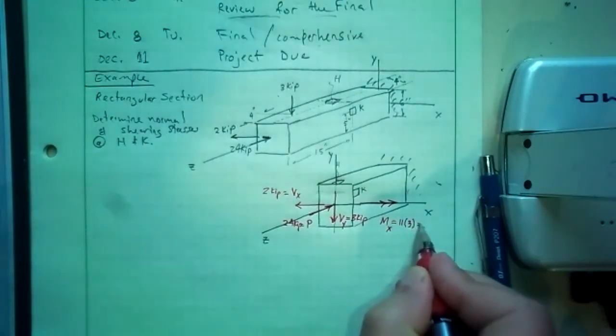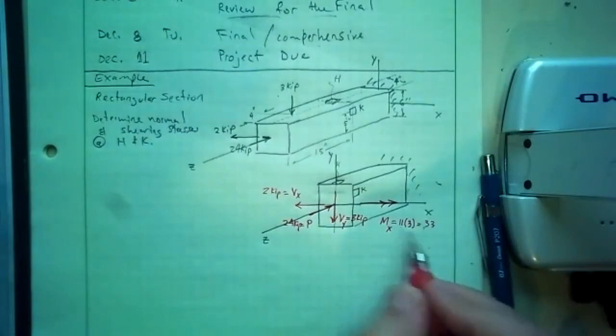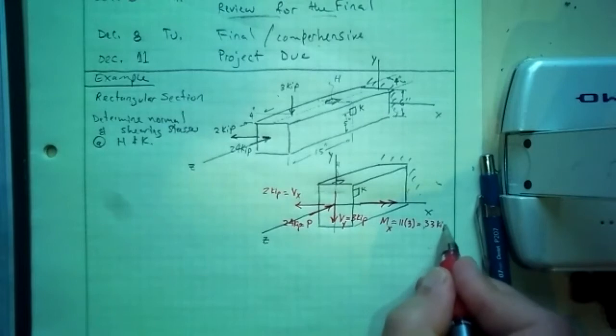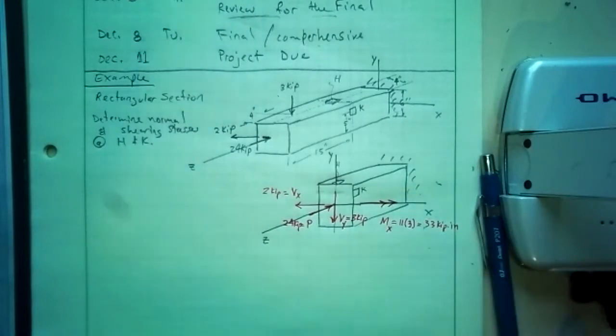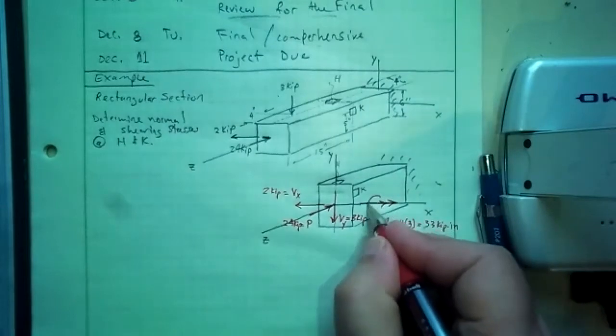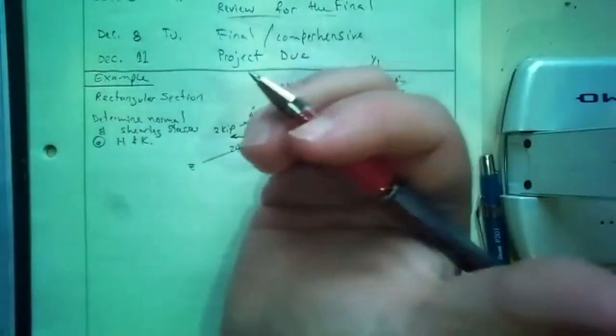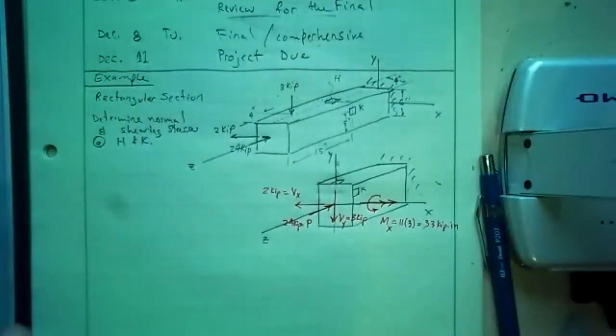So this will be 33, 3 is kip, that's in inches. So this is kip inch. That's the moment in the X, and the direction of rotation that it produces is this. Right-hand rule. Is that okay?